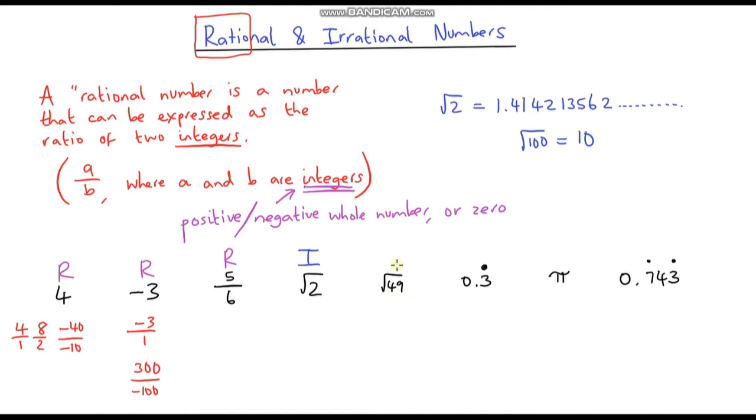So now if we look at the next one, the positive square root of 49, well, if we take the positive square root of 49, we get 7. And we know that 7 is a rational number, so the square root of 49 is a rational number.